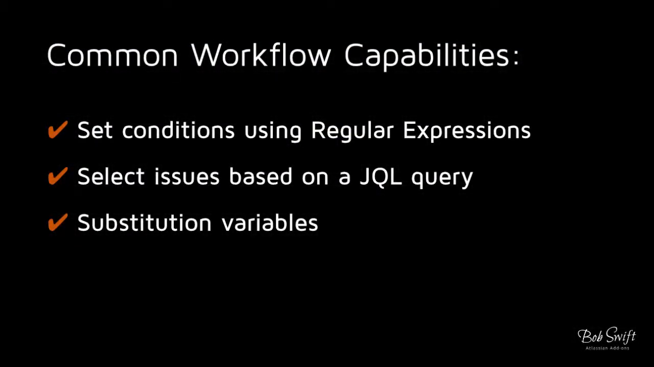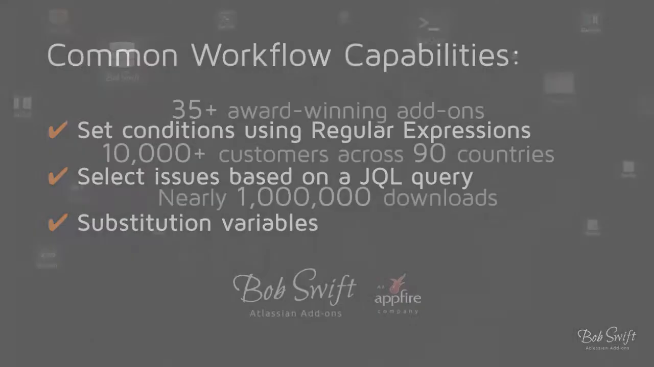Some of this add-on's most powerful capabilities, like setting conditions based on regular expressions, selecting issues based on a JQL query, and using variables to reference fields from the original issue, are also available in Bob Swift's Update on Transition and Run CLI Actions add-ons for JIRA.